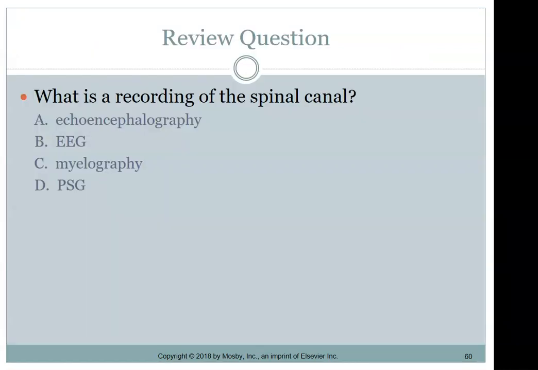Review question: what is a recording of the spinal canal? A, echoencephalography, B, an EEG, C, a myelography, or D, PSG? And your answer is C, myelography.